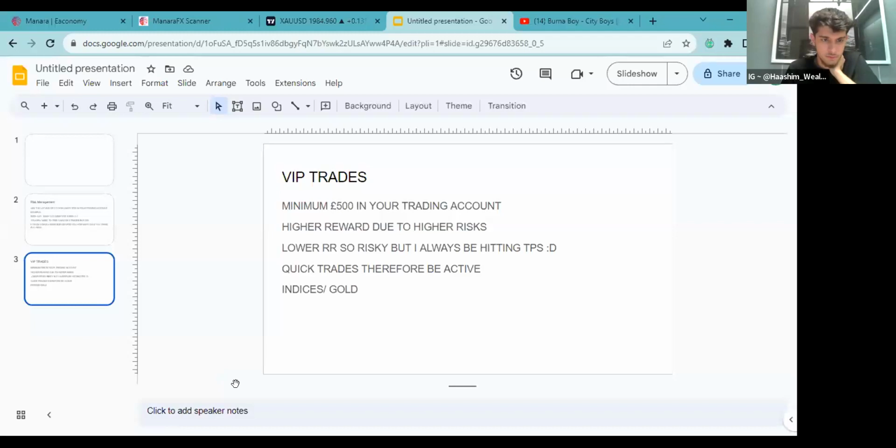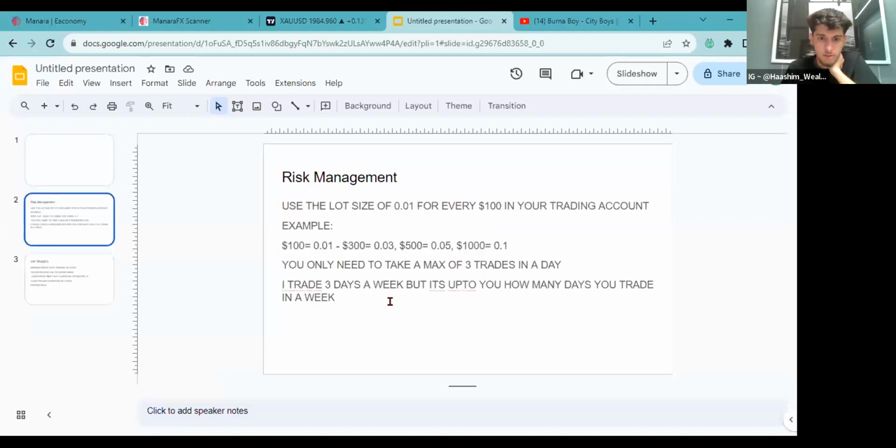Now the VIP chat, I'm gonna go over it, but let me just share my screen. With £100, you trade 0.01. Yes. You guys see my screen so far? One's fantastic. Okay, cool. You only need to take a maximum of 3 trades in a day. For you to be profitable, you only need to take a maximum of 3 trades in the whole day.